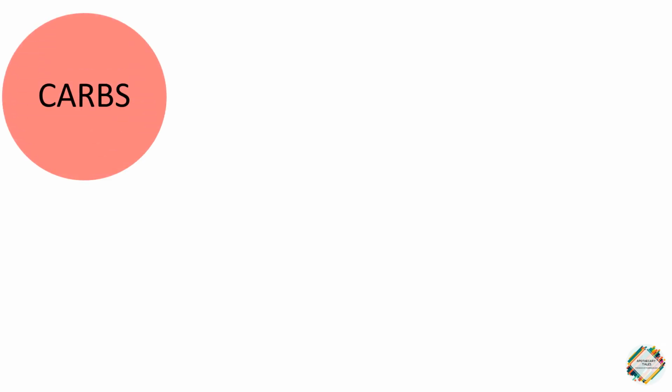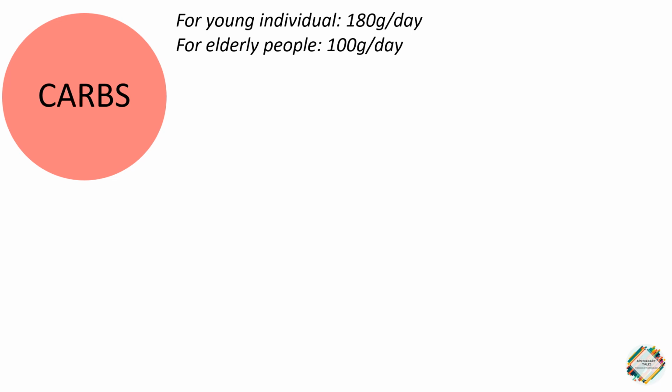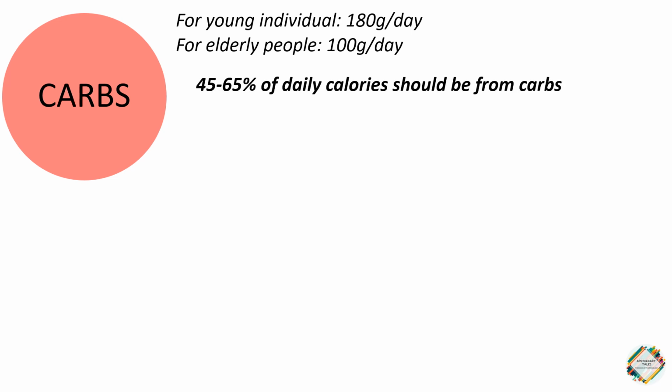We know that carbohydrate is a major source of glucose or sugar in the body. So let's see what precautions we have to take, or how we have to limit the intake of carbohydrate in the human body. The carbohydrate intake should be fairly constant and the amount given should be appropriate to the level of physical activity in the diabetic patient. For young individuals, it is usually 180 gram per day, and for the elderly population, it is usually 100 gram per day. And 45 to 65% of daily calories should be from the carbohydrates.